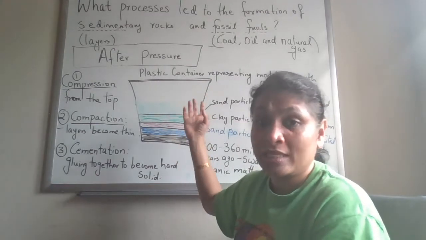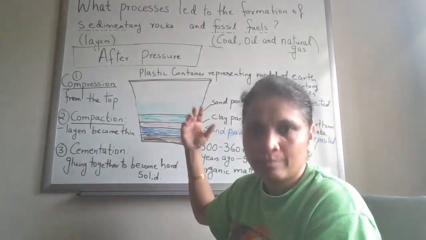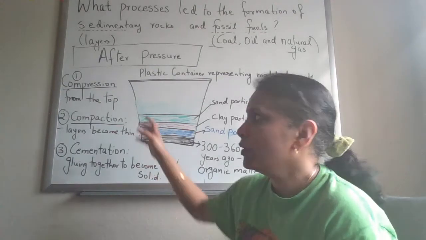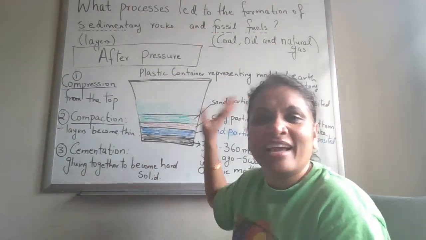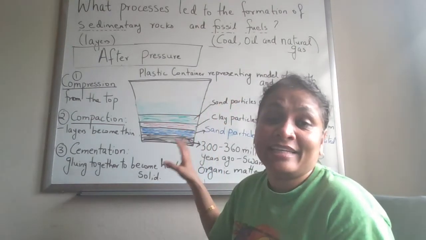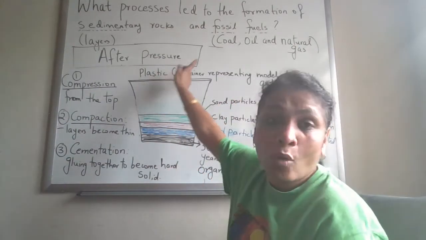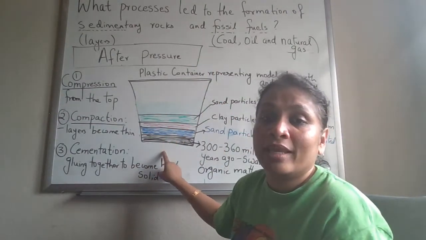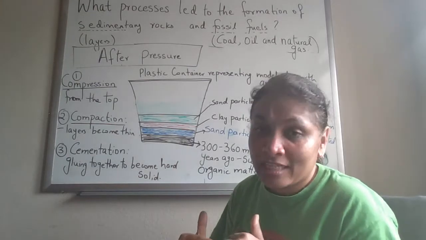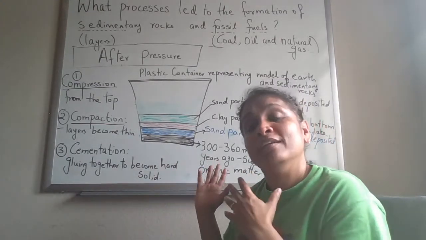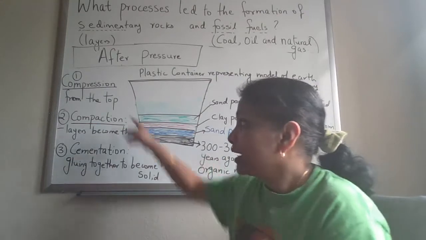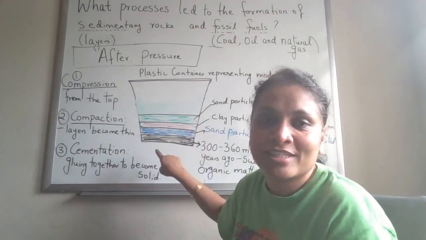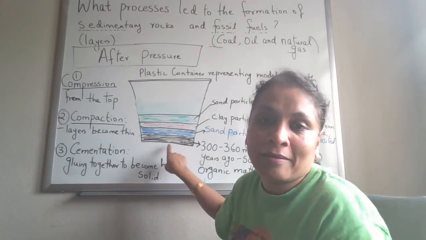Okay, they were animals, they were not plants. They were animals that could produce their own energy, like zooplanktons and phytoplanktons. So those animals died long, long, long ago, and they helped create oil and natural gas. However, coal is produced when dead decaying plants from the swamps, from 300 to 360 million years ago, went through the process of compression, compaction, and cementation within the sedimentary rocks and turned into coal.